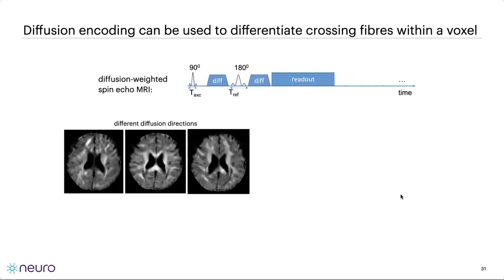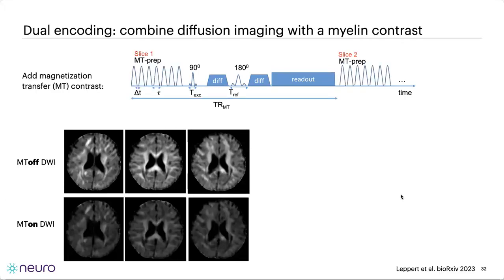Okay. So again, a bit on the sequence programming for those interested in this. This again is your basic diffusion sequence, and we are now adding MT. So in this case, our MT prep area is a little bit different.